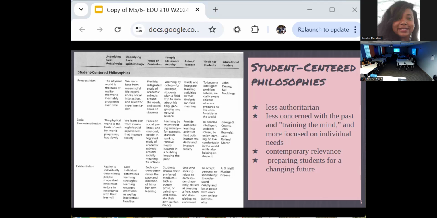So if you went into an existentialism classroom, why do I always mess up this word? Existentialism classroom, you would not find a standard curriculum, because it really is personal learning at its best.